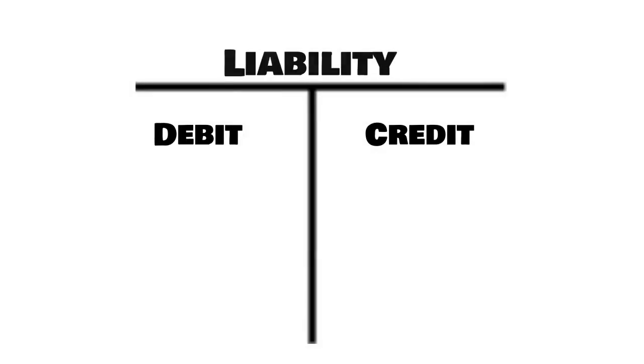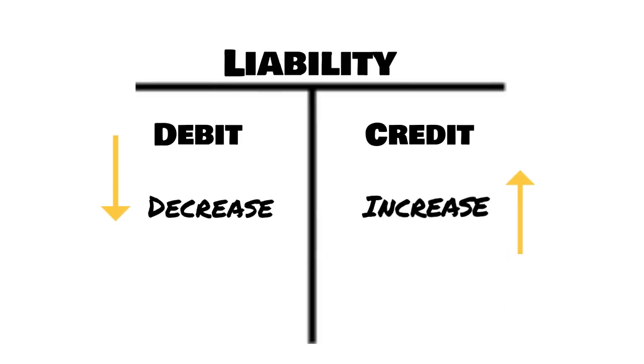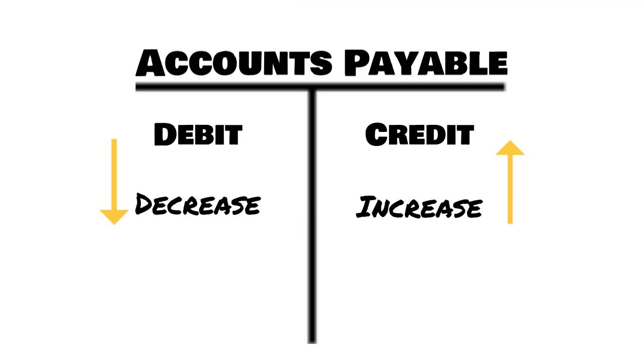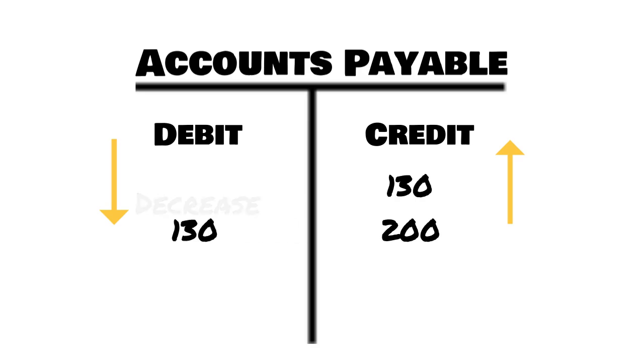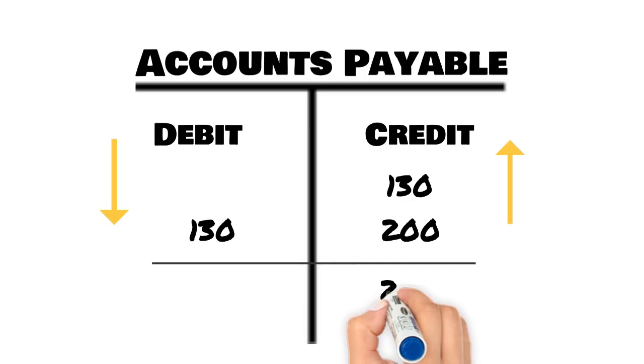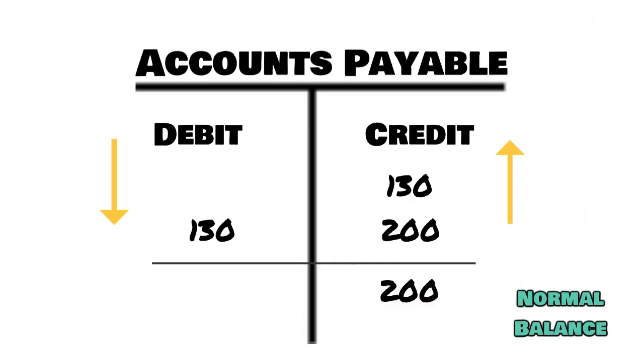Shifting gears, we look at liabilities. Liability accounts decrease with a debit and increase with a credit. Accounts payable are bills you have to pay in your business. So if bills come in the mail, then we credit accounts payable to increase the liability account. If we later pay one of those bills, we decrease it with a debit. A credit balance is the normal balance for a liability.